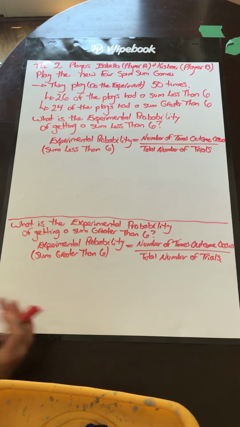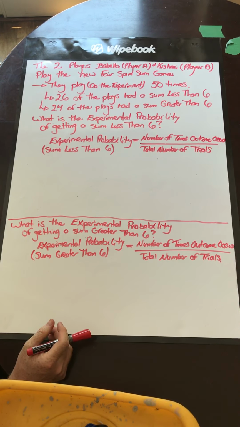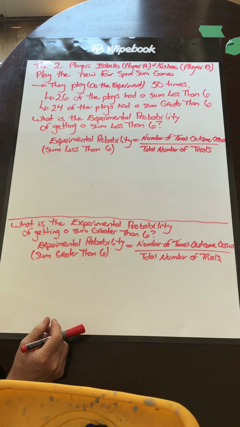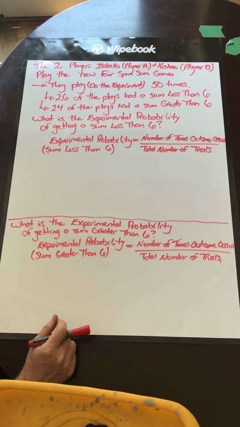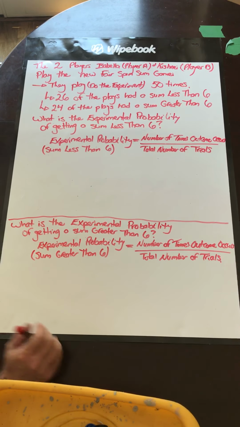So they do the experiment. Okay, so again, remember when we're talking about theoretical, it's a perfect world, haven't done anything, but in experimental probability, you actually do. In experimental, it is not a perfect world. So they actually play, they do the experiment 50 times. 26 of the plays had a sum less than 6, and 24 of the plays had a sum greater than 6. What is the experimental probability of getting a sum less than 6?